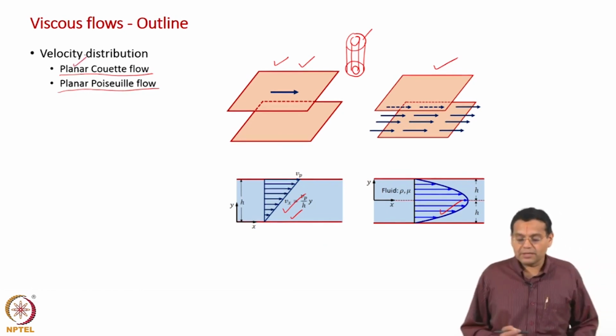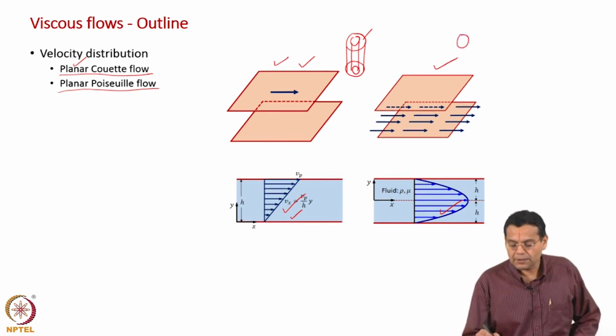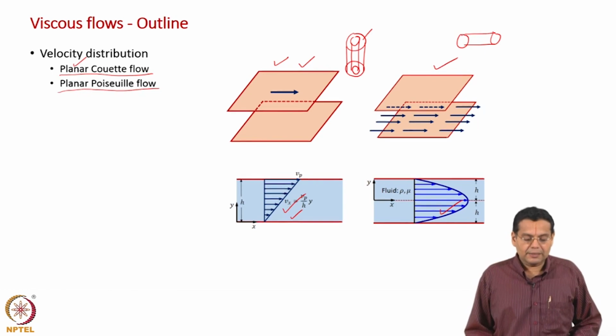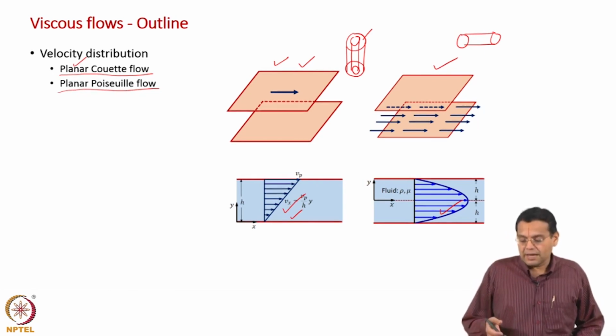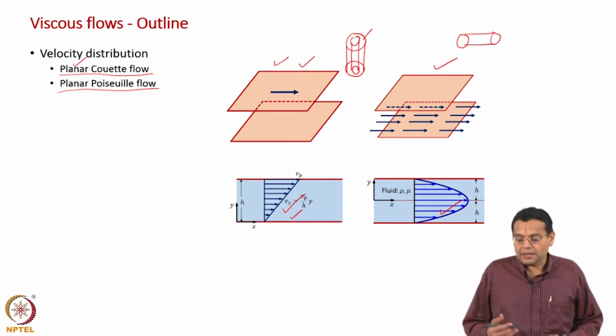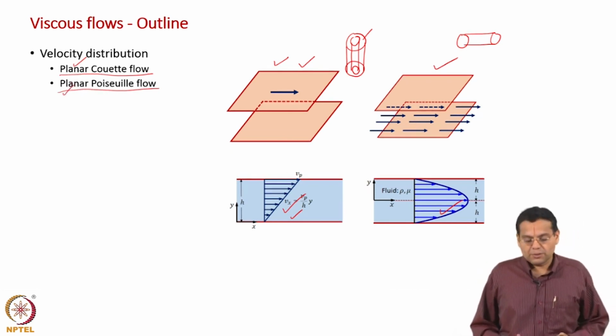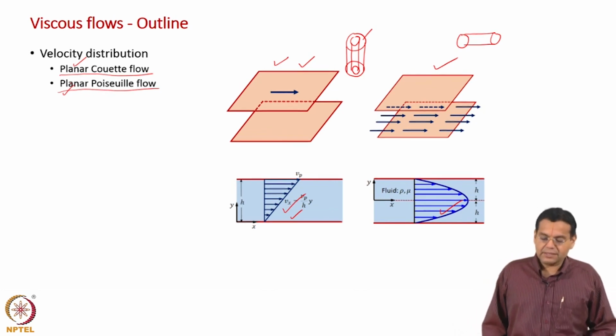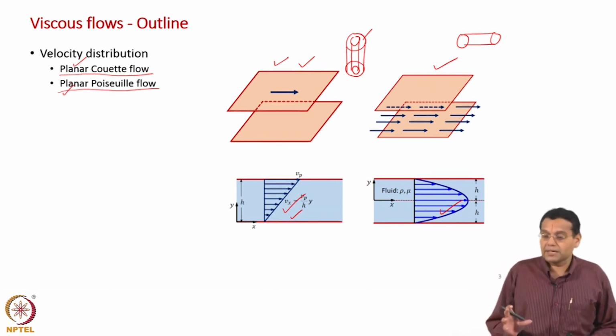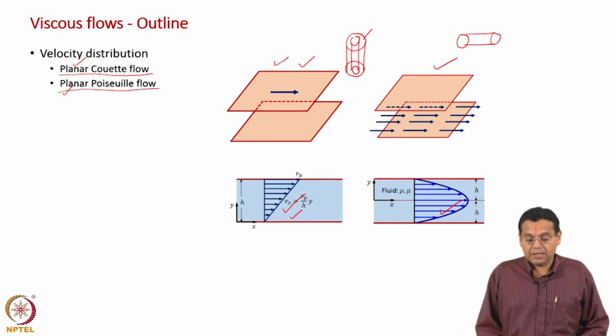Similarly, when you say Poiseuille flow, what it represents is flow through a circular pipe, and because we are considering an analogous flow condition in Cartesian coordinates, it is called planar Poiseuille flow. So, Couette flow and Poiseuille flow in general represent flow in cylindrical coordinates, and because we are considering analogous flows in Cartesian coordinates, we are calling them planar Couette flow and planar Poiseuille flow.